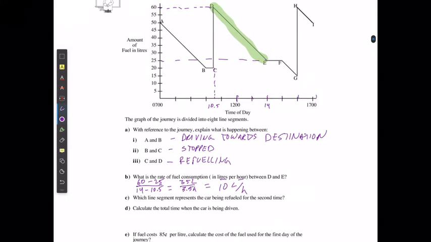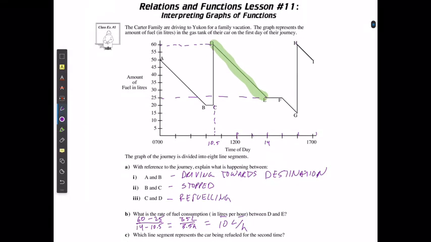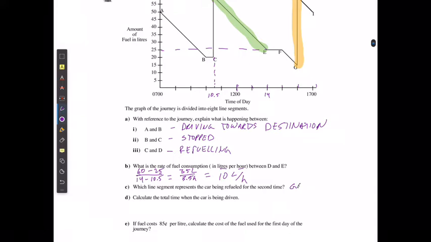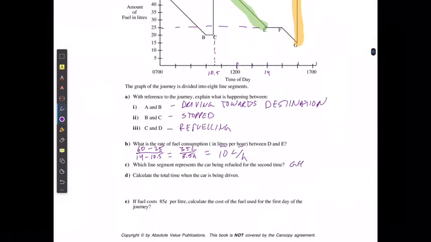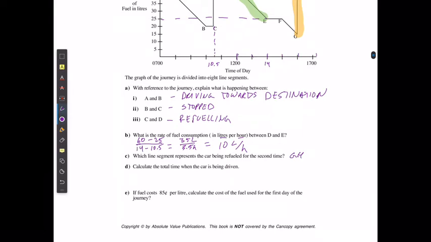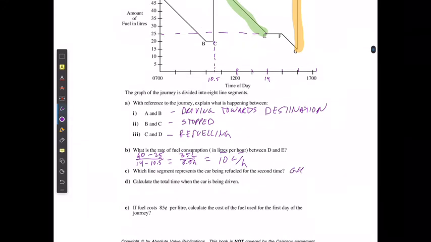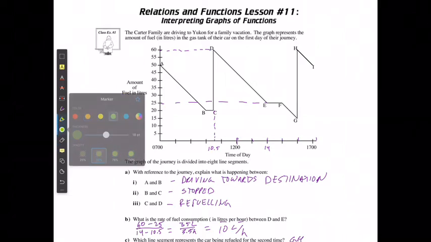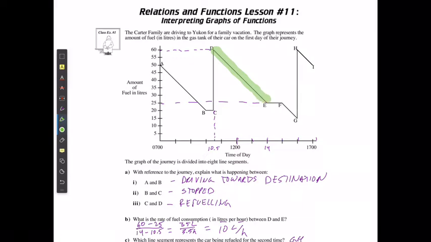Which line segment represents the car being refueled for the second time? Well, I'm just looking at when it is increasing again, and we can see the second increase happens from G to H. If I'm calculating the total time the car is being driven, then I'm going to add up all the times that the car's gas is decreasing. One of them we've already looked at: the car's gas was decreasing from D to E. It's also decreasing from A to B, from F to G, and from H to I.